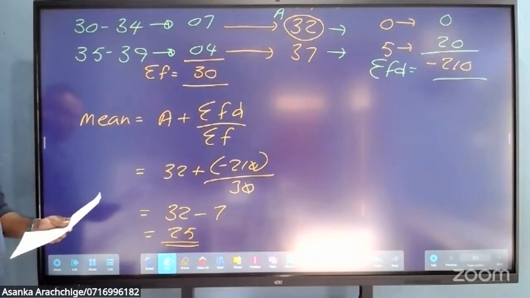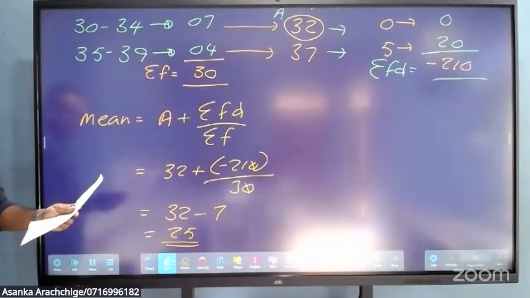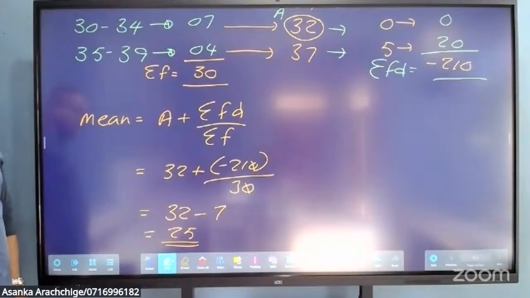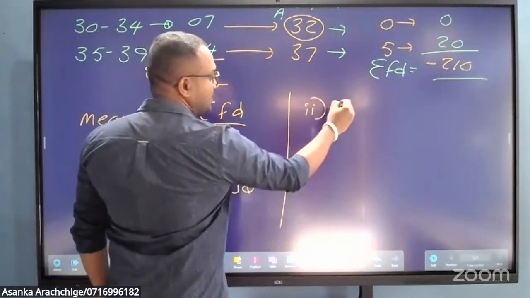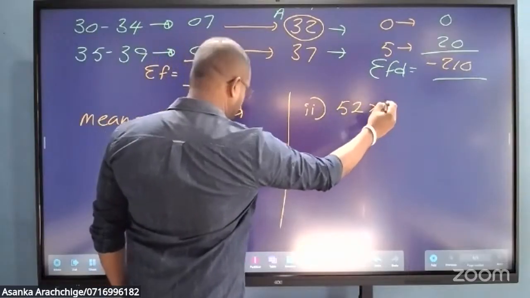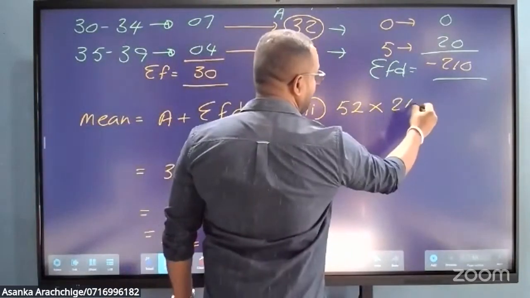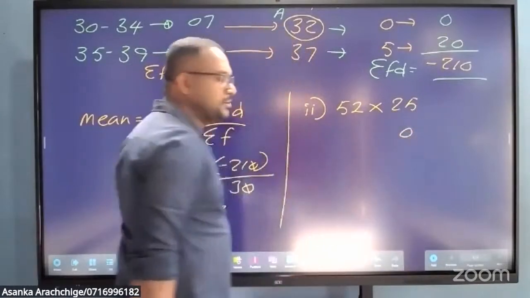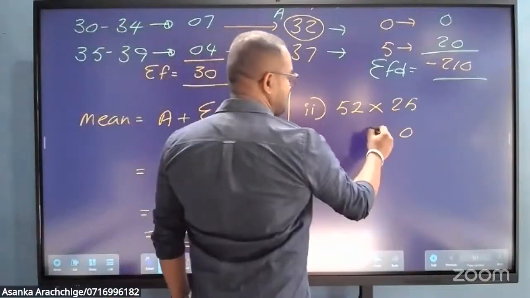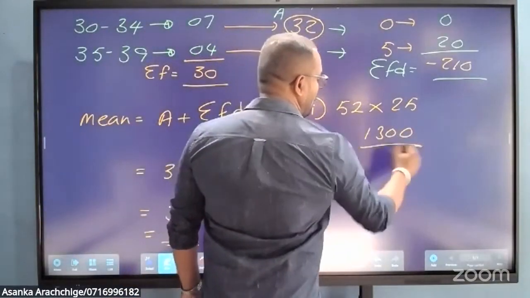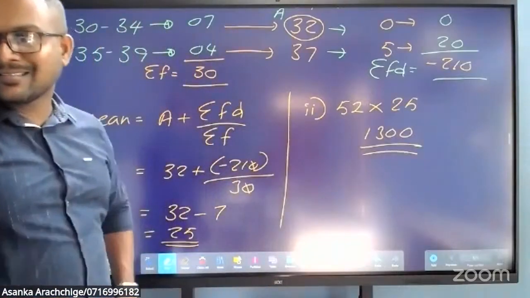Then, how many hires can the three-wheeler driver expect in total in 52 weeks? Meaning 1 week, multiply this by 52. Roman number 2, 52 times 25. 25 times 2, 50. 25 times 5, 125 plus 5, 130. 1,300 hires, correct?